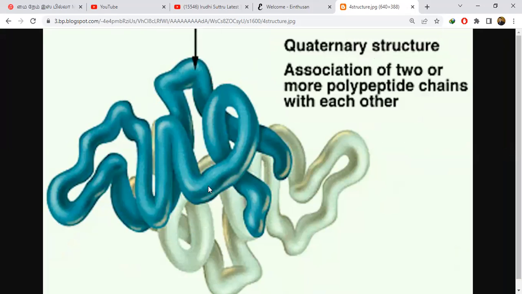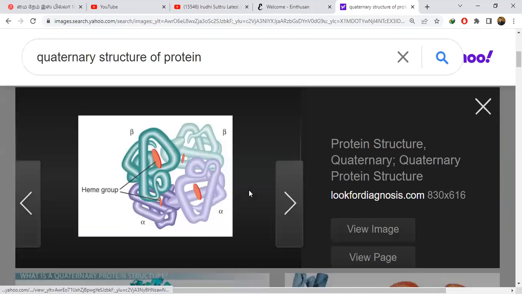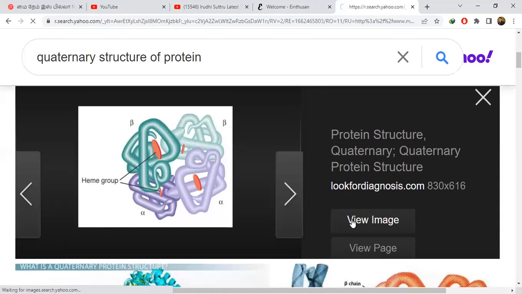Quaternary structure is the association of two or more polypeptide chains with each other. In the diagram, how many polypeptide chains are shown to you? Two. Here, how many polypeptide chains are there?